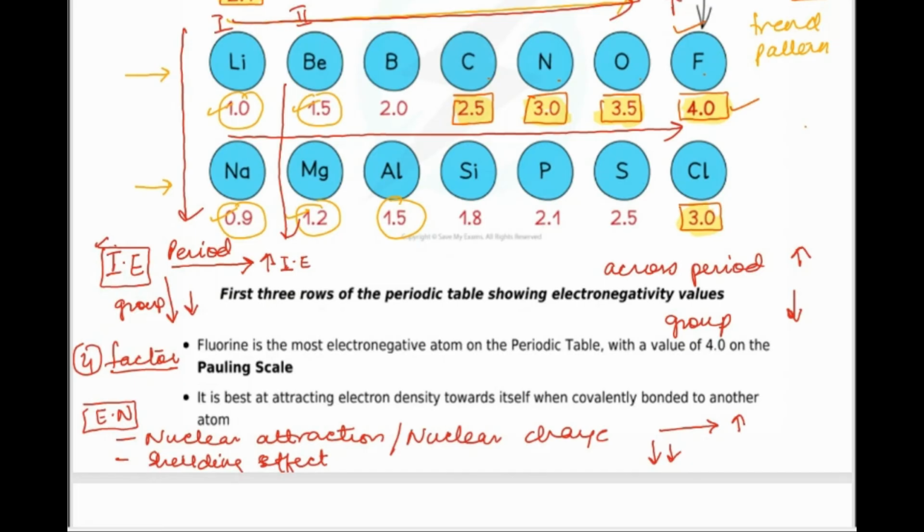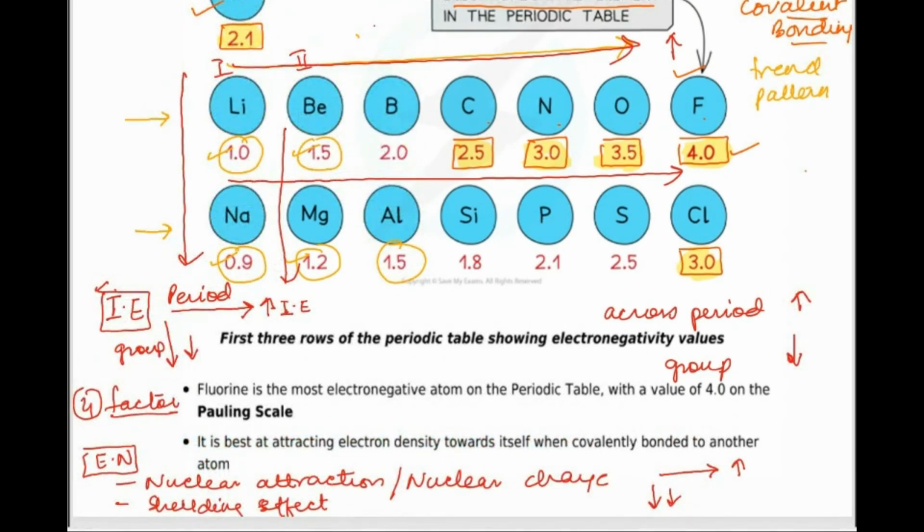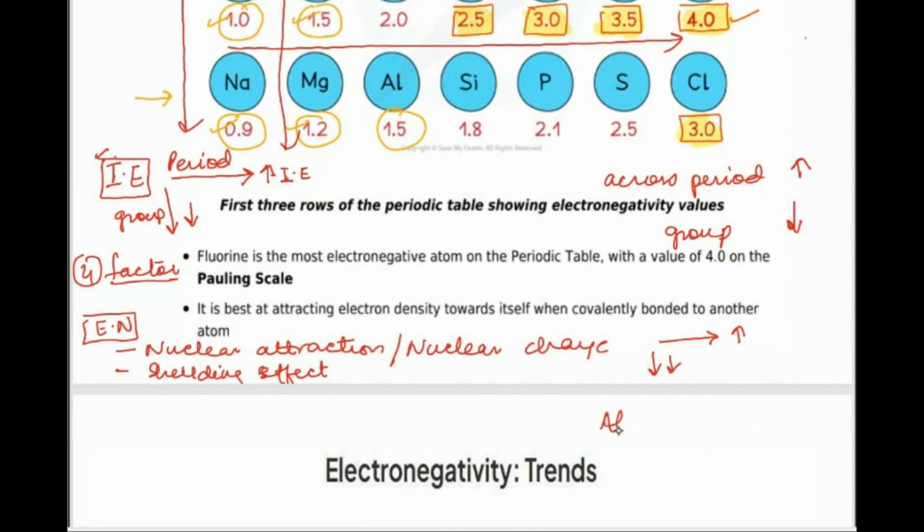And these changes in properties, we call them atomic properties. These are the properties which an atom possesses. So we talked about one atomic property, that was ionization energy, and today I'm talking about another atomic property which is possessed by an atom of an element, that's electronegativity.